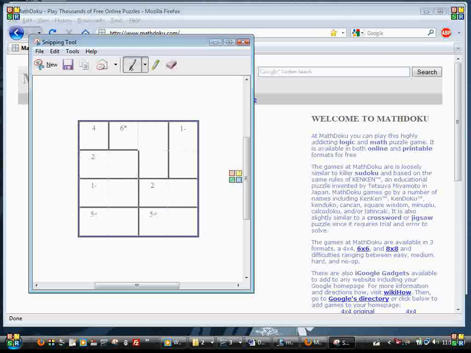So this requires some thought. So let's do this puzzle together. Where's the easiest place to start? The 4. Why? Because it's by itself. Exactly. So when you do a Ken puzzle, or a math doku as they call it, those are the freebies. Those are the gifts.